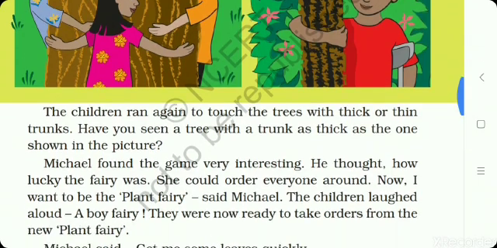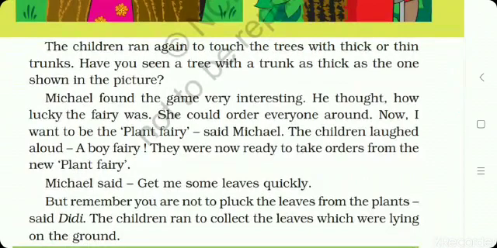So come to the next para. Michael found the game very interesting. He thought how lucky the fairy was. She could order everyone around. Now I want to be the plant fairy, said Michael. The children laughed aloud. A boy fairy? They were now ready to take orders from the new plant fairy.